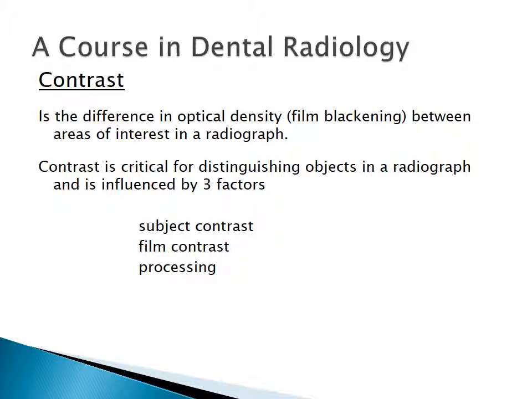Contrast is basically the difference between the blackening and how light the film gets. So how light and how dark is going to be your contrast. There are going to be 3 different factors when we talk about contrast: your subject contrast, your film contrast, and processing contrast. And we're going to get into all 3 of these.